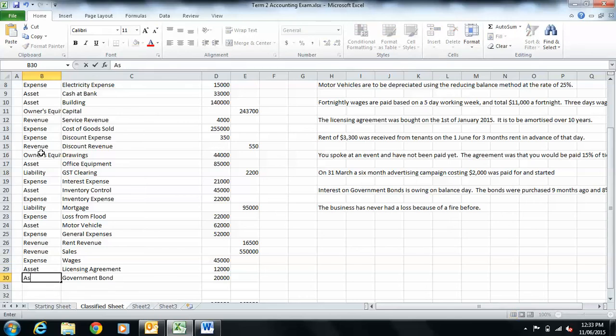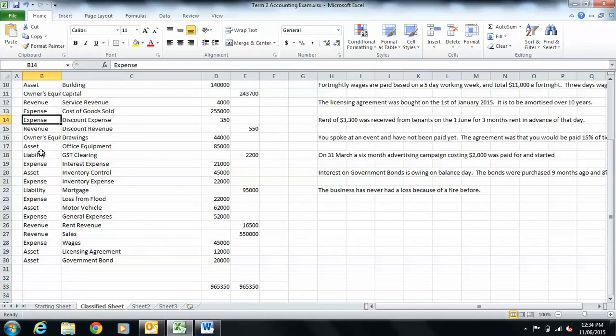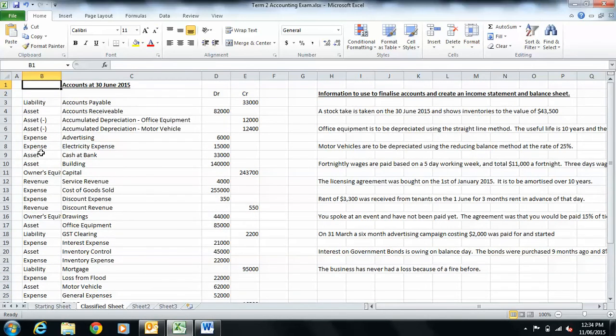And a government bond is an asset, it's an investment. Okay, so we've got all these different accounts. That is the first stage of finalising our work.